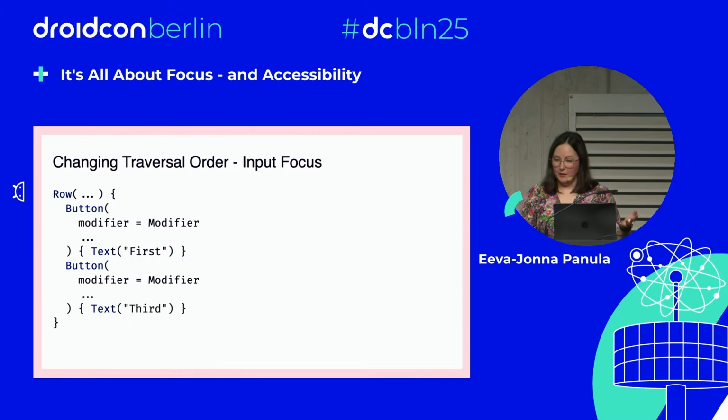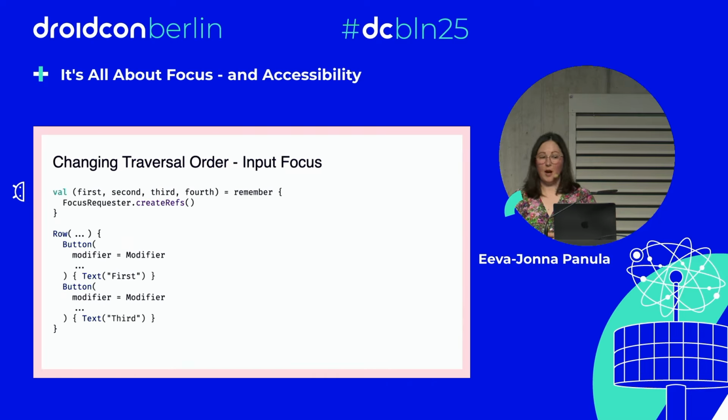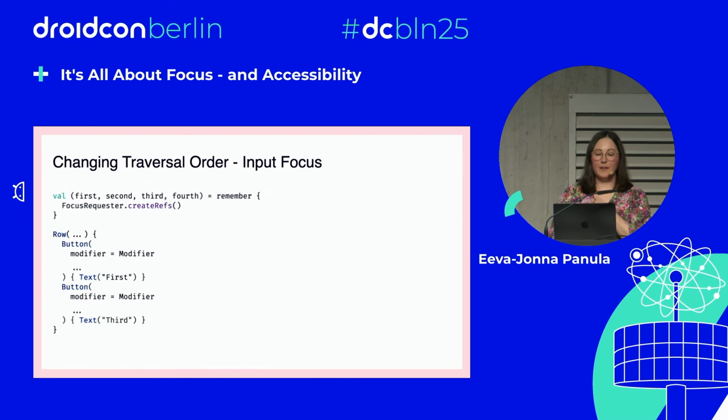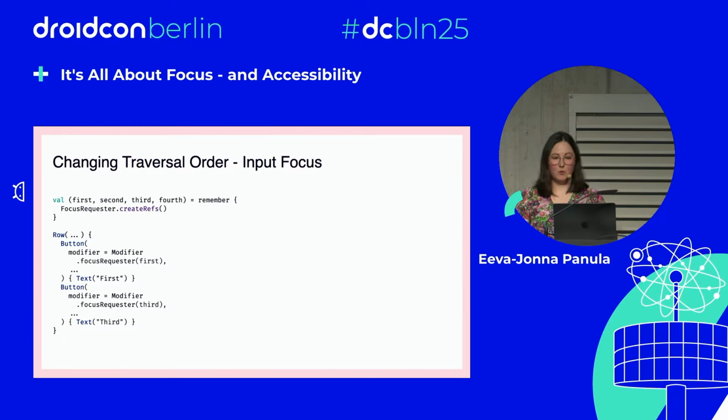If we start looking at the code, here is the code for 1 row. The second one would be similar, just with different texts. When we start changing the traversal order for keyboard focus, the first thing we want to do is create references for these different buttons. In this case, I have first, second, third, and fourth, even though I just have the first and third buttons here. But for the whole thing, we would need all of them. Then we attach a focus requester to each button with the references that we created. So the button with the first text would get the first one, the button with the third text would get the third one, and of course second would get the second, and fourth the fourth.